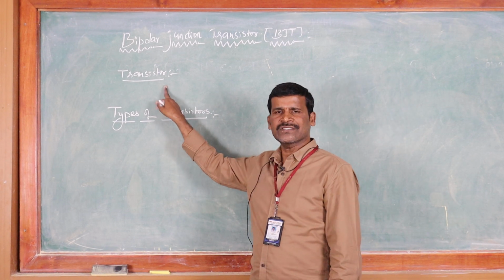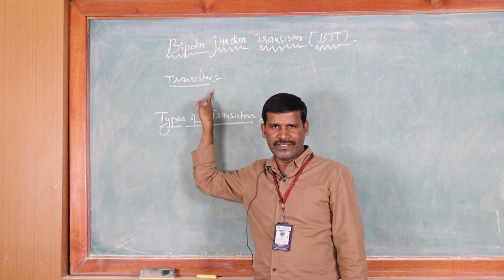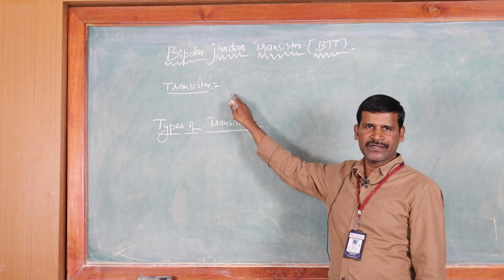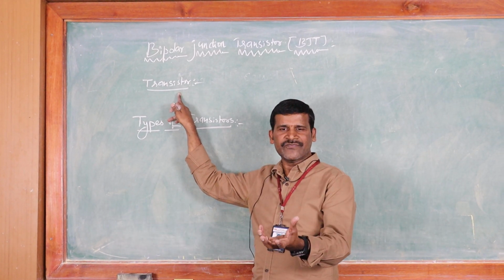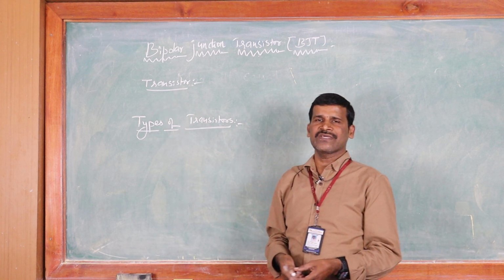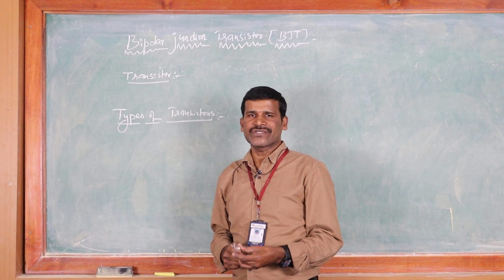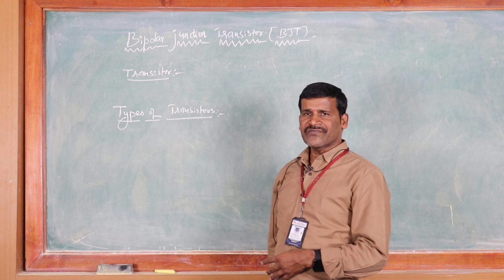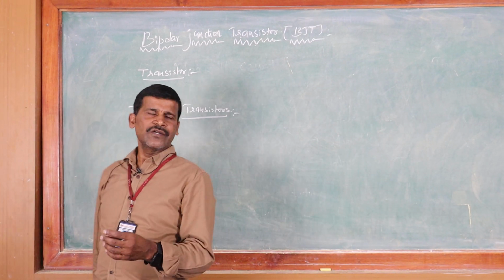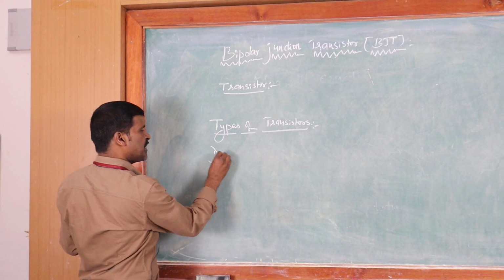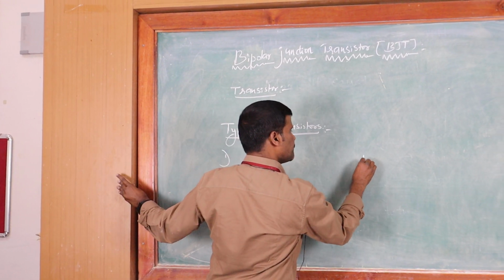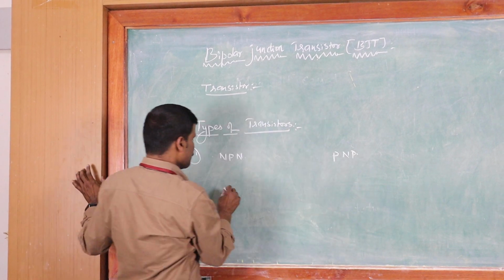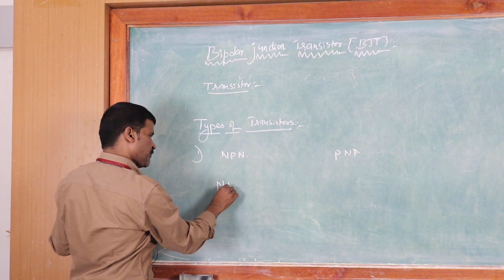A transistor is a three-terminal semiconductor device. It transfers resistance from a low resistance path to a high resistance path, hence the name transistor. We have two types of transistors: number one is the NPN transistor and the other is the PNP transistor. What is the operation of an NPN transistor?